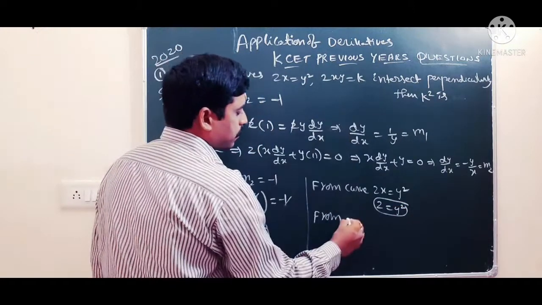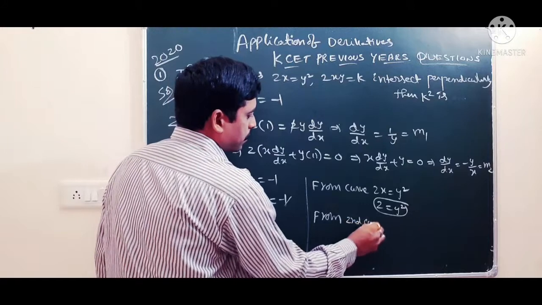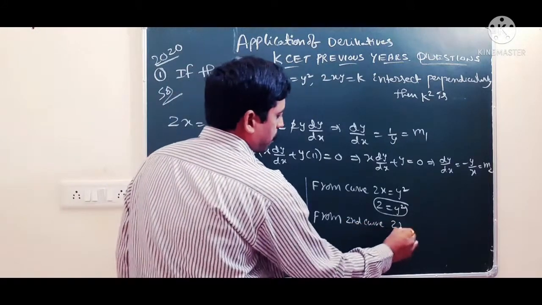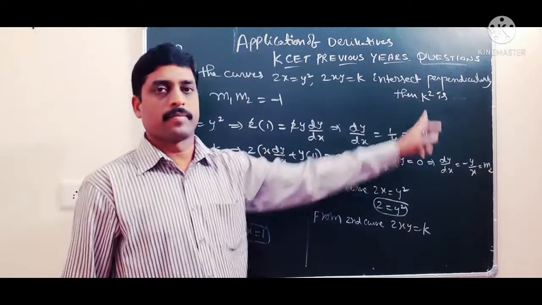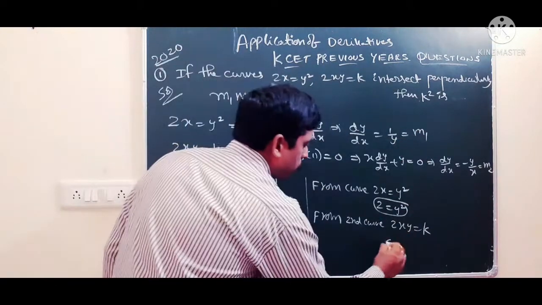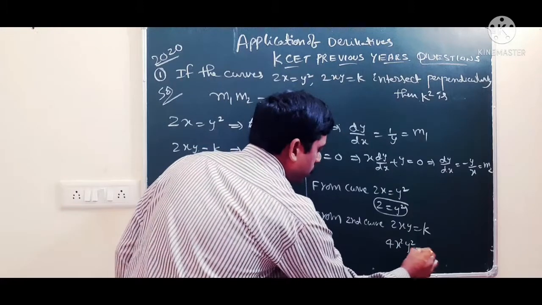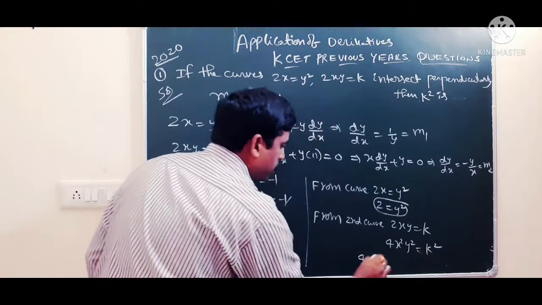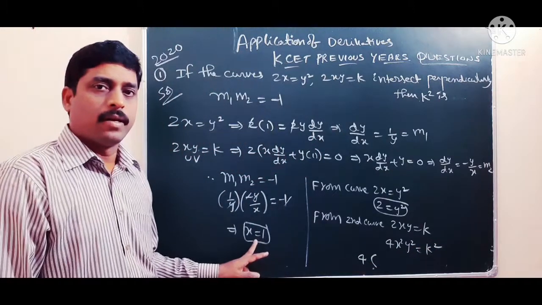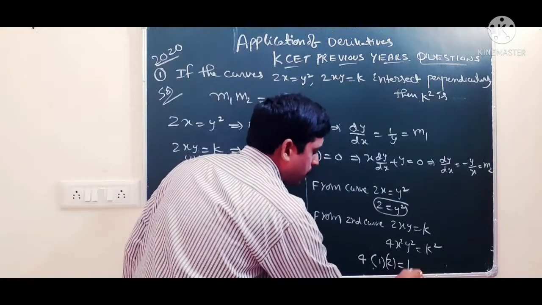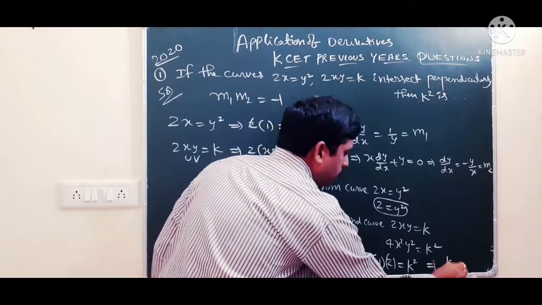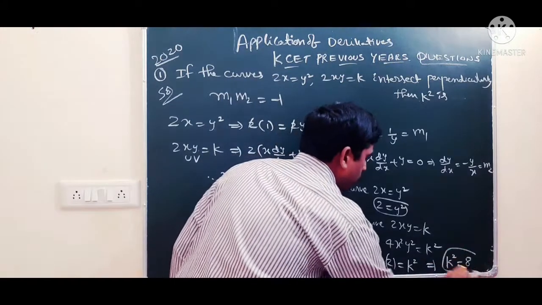From the second curve, what is the second curve? 2xy is equal to k. But our target is k square. So squaring on both sides, 4x square y square is equal to k square. 4 into the x value we got, 1, into y square value 2, is equal to k square. Therefore, k square is equal to 8. So 8 is the correct answer.